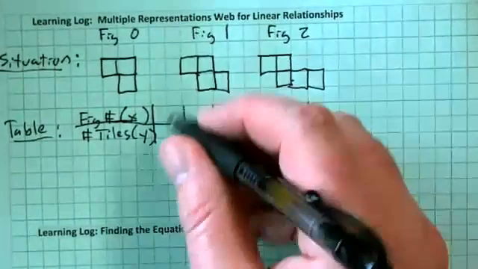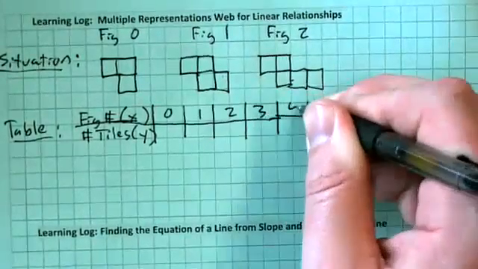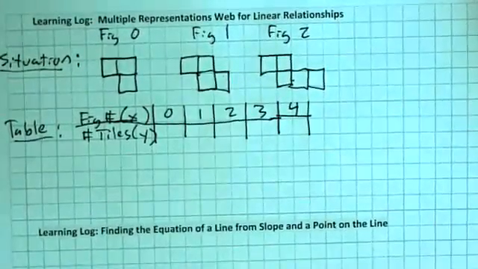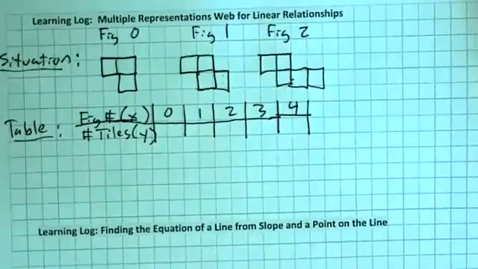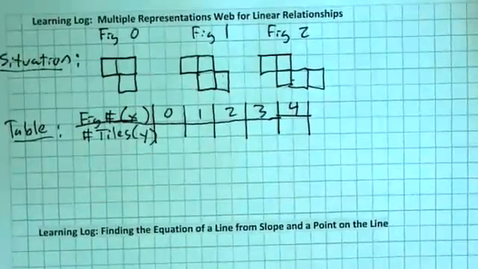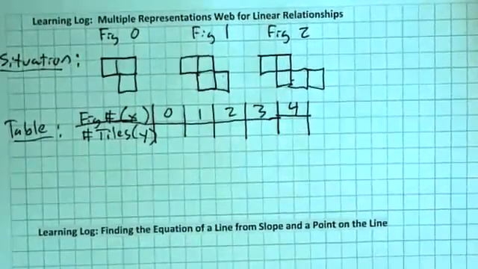My x values will start at 0 and go 1, 2, 3, 4. Ooh, I don't have enough figures to fill out my whole table, but I bet we'll be able to use a pattern. So just a minute ago, I asked you guys to show me thumbs up or thumbs down how you felt about making a table. Do you feel like you can do this? Give it a shot. Fill it out.